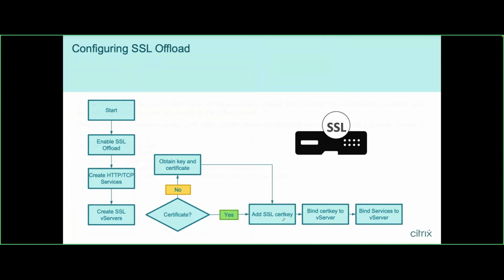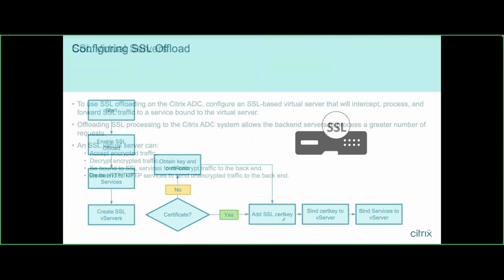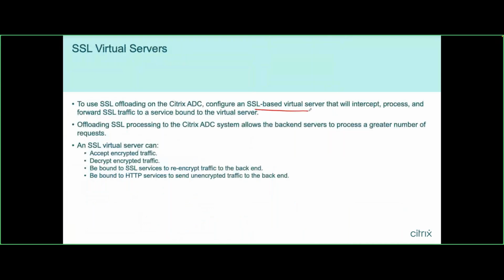And thereafter, when you use SSL offload, your SSL based virtual server will intercept and process all the SSL traffic to your service bound virtual server. So it will accept all the encrypted traffic, decrypt the traffic, and your SSL service that is bound will re-encrypt the traffic to the backend, if it is bound to SSL. That means it will create another SSL session to the backend. But if it is bound to the HTTP service, it will just send that unencrypted traffic to the backend. Are we good, sir? Yeah.